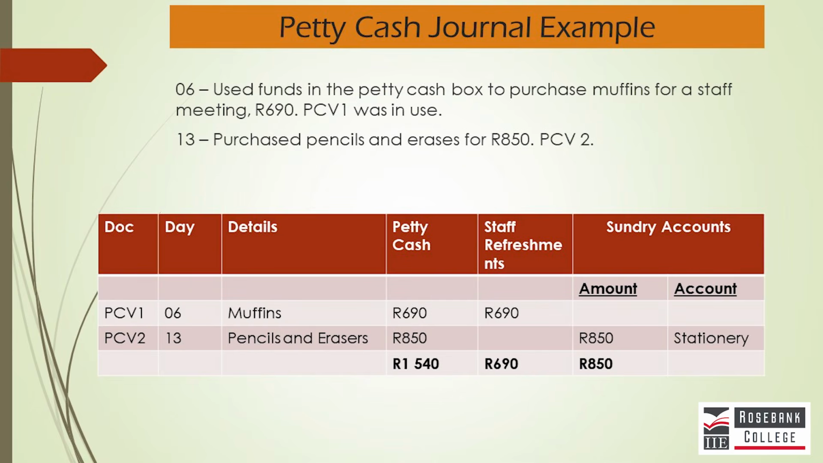The next transaction says purchase pencils and erasers for 850 Rand. PCV2 was in use and the transaction was on the 13th. Document number is PCV2. Day 13 is recorded under day and details pencils and erasers as that is what was purchased. Petty cash 850 Rand and sundry account the amount will be 850 while the account recorded is stationary. Remember that both pencils and erasers are stationary for the company. Then balancing their columns we will have 1,540 under petty cash column, 690 under staff refreshments and 850 under sundry accounts column.